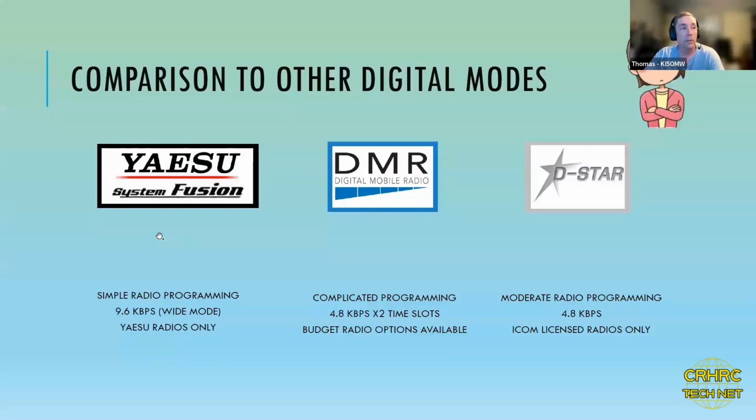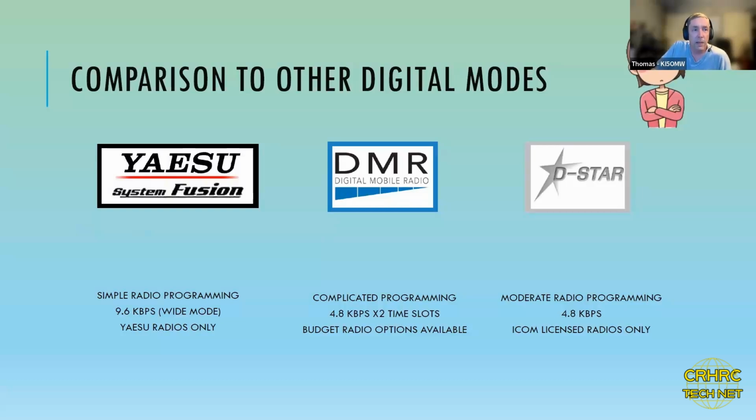We'll start with a quick comparison of System Fusion with other popular digital modes, DMR and D-Star, namely. All three of these digital modes use a type of FSK, or frequency shift keying, to transmit the digital data. The details are not too important, but System Fusion and DMR both use a four-state frequency shift keying, while D-Star uses a two-state Gaussian minimum shift keying, or GMSK. Like I said, details aren't important, but the takeaway is that D-Star has half of the available bandwidth that DMR or Fusion have, with a total of 4 kilobits per second. System Fusion and DMR, whereas, have a total bandwidth of 9.6 kilobits per second, but use it differently.